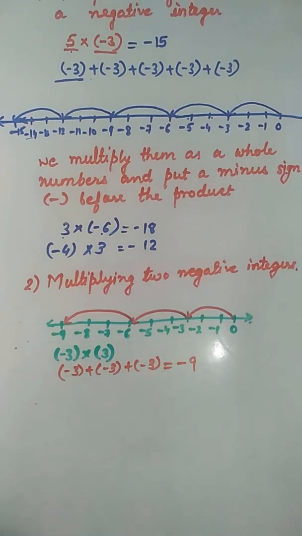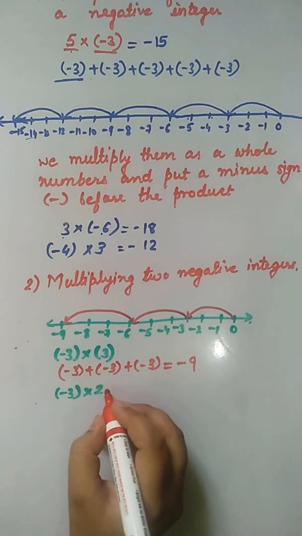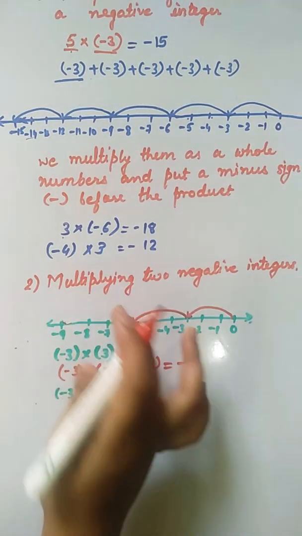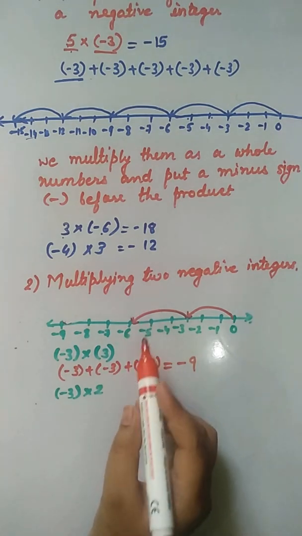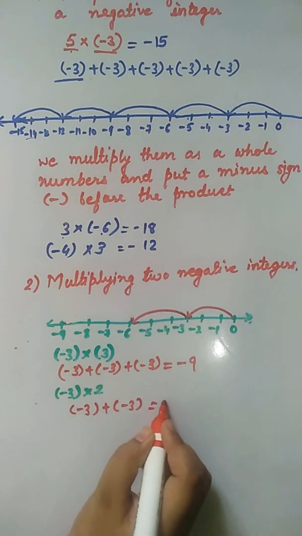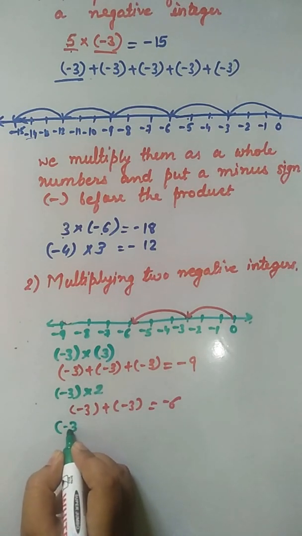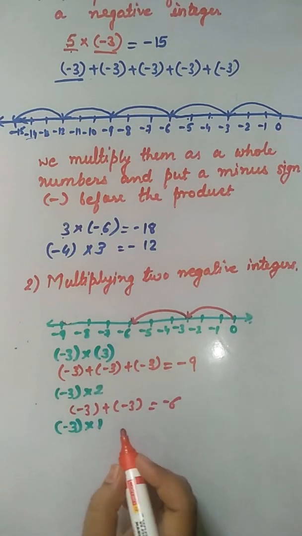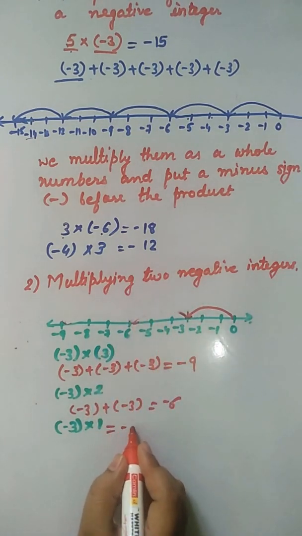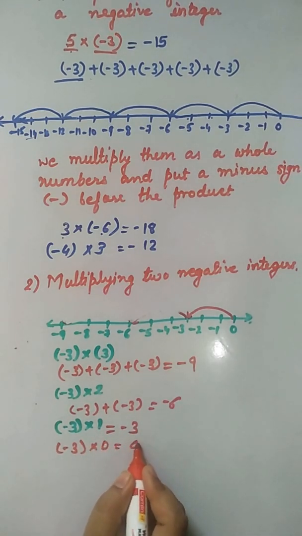If we are taking minus 3 into 2, what will be the answer? Again, if you draw it on the number line, we will cut this part. So minus 3 into 2 means only 2 times we need to add. So minus 3 plus minus 3, the answer will be minus 6. Then minus 3 into 1, what will be the answer? The answer will be again one time less, minus 3. Then minus 3 into 0 is 0 only.